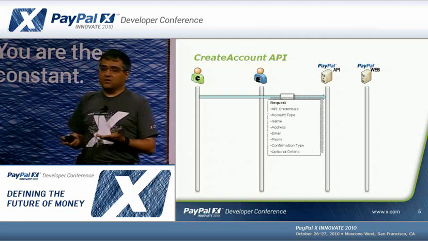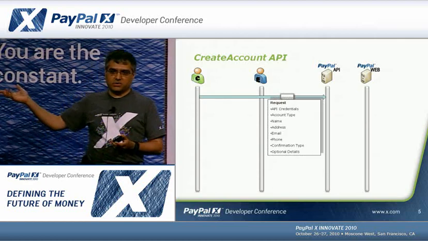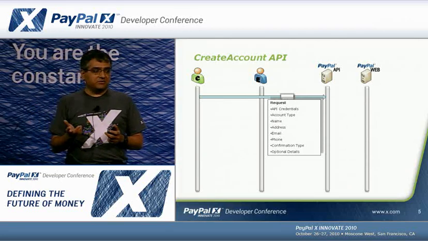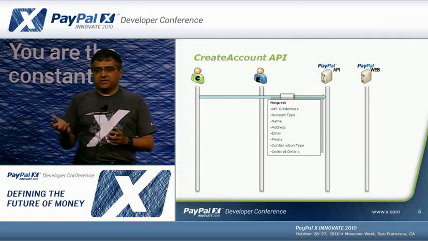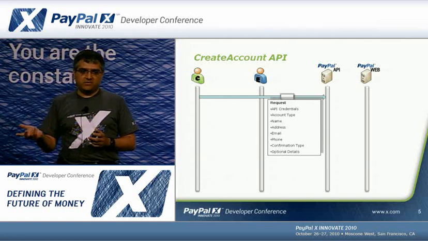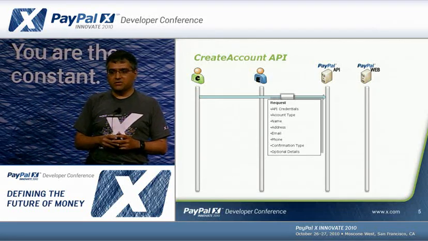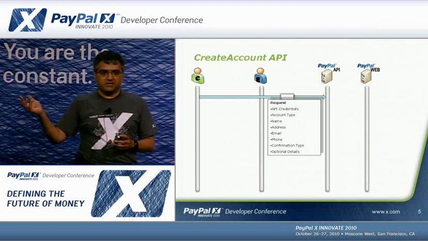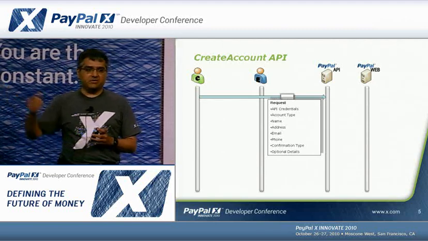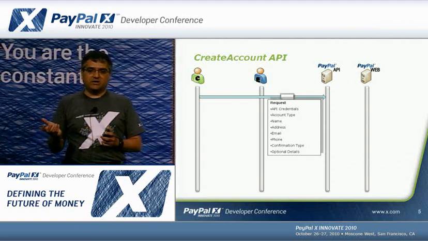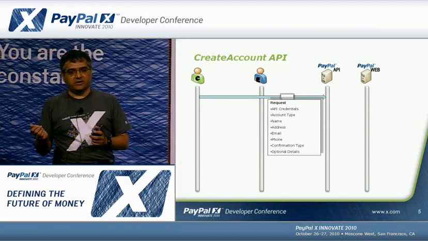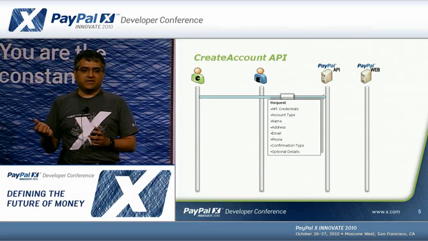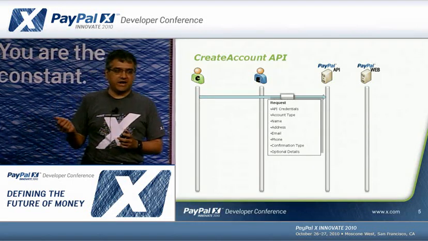So you make a call to the endpoint, which contains the request. The request contains the API credentials, the account type, personal, premier, or business, their email address, their name, their physical address, and 1 phone number, mobile or home or other. And primarily, that's it. Now, you see this blob there called optional details. Depending on the account type you're creating, you may need to provide more information. For example, in Canada, regulatory requirements require us to collect the date of birth, so you'll need to pass that in for Canada, for example.